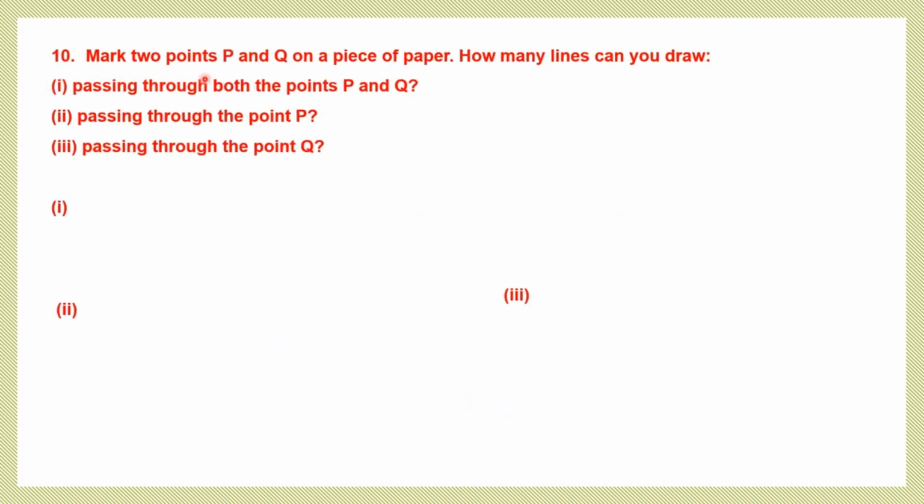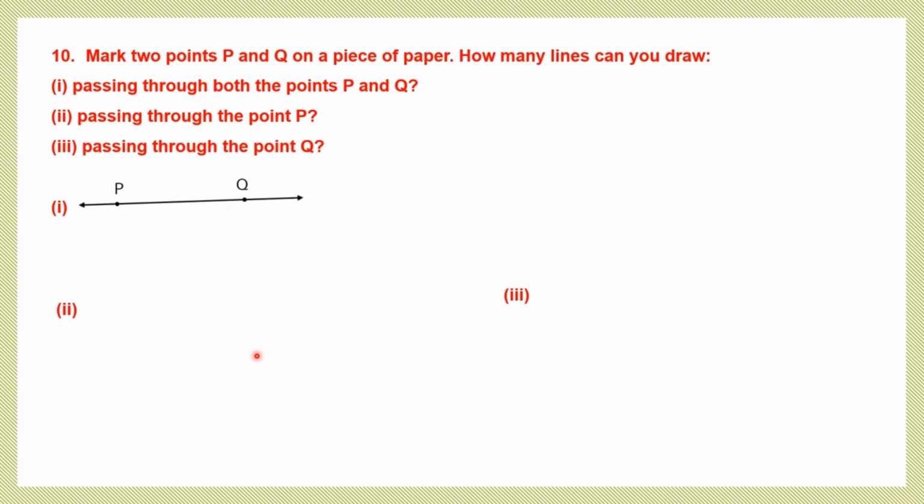Question 10. Mark 2 points P and Q on a piece of paper, and how many lines can we draw passing through both the points? That's the first question. So we're going to have 2 points P and Q, and how many lines can you draw passing through both the points P and Q? So here we have the point P, then we have the point Q. Now passing through both these points, how many lines can you draw?